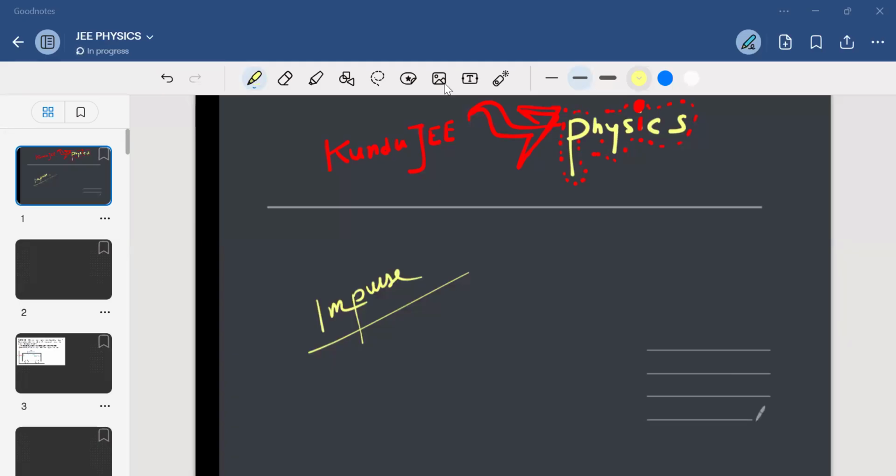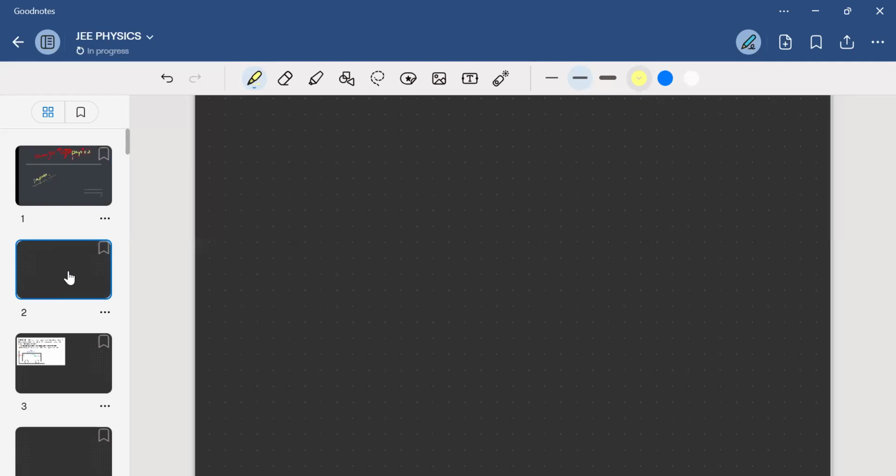Hey everybody, today we'll try to solve one problem of impulse. That is a very interesting problem. But before proceeding to the problem solving, we'll see what impulse is. As you all know, impulse means a huge amount of force acting for a very short duration of time.